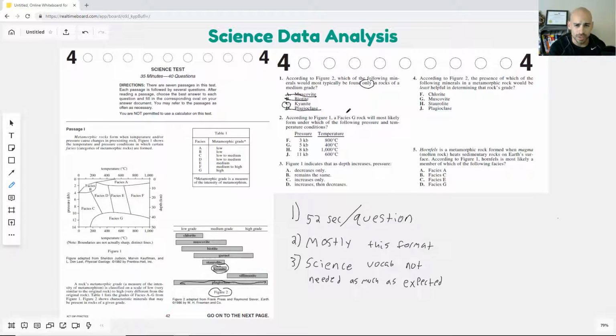According to figure 1, facies G rock will most likely form under which of the following pressure and temperature conditions? So they're wanting us to analyze the G rock, which is here. I think you say facies. I'm going to just say facies. And I can already see the conditions here. The depth that it's at maxes out about 40. The pressure maxes out around 10. And then the temperature is from 2 to 1,000. So I look here, a pressure of 3.